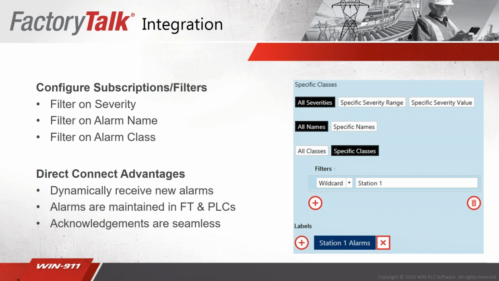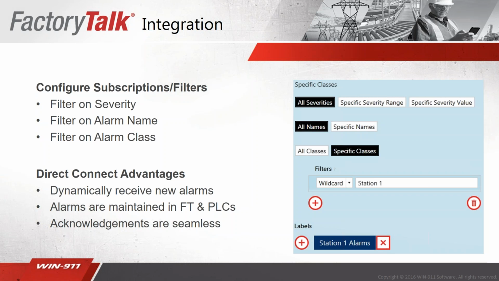Some advantages of the Direct Connect: dynamically receive new alarms. Basically what that means is you're not importing a list of alarms. You're creating these filters, and when you put new alarms into your FactoryTalk alarm and event system, all you need to do is make sure that it belongs to the station 1 class in this example, and WIN-911 will automatically start receiving that alarm. So you don't have to go into WIN-911 and make any changes. And maybe if you want WIN-911 to not receive that alarm anymore, just take it out of that class, and now WIN-911's not going to get it anymore.